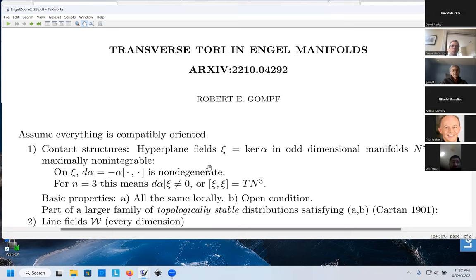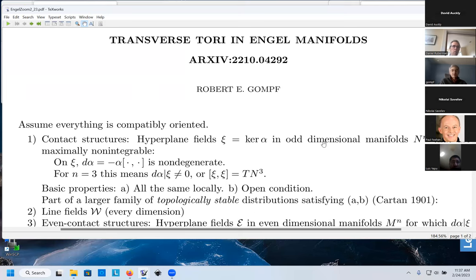But let's instead look at higher dimensional distributions. And so the first thing we notice is that contact planes live on odd dimensional manifolds. And we might ask, what can we say analogously in even dimensional manifolds? And then we get what are called even contact structures.